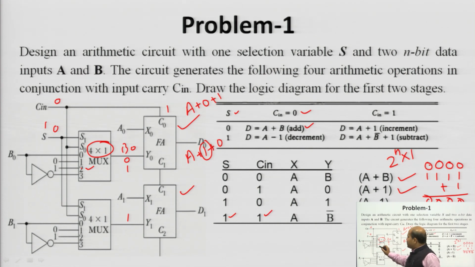So, that means pin number 3 is selected, and when you are selecting the pin number 3, this B complement value will be passed here. So, in that case the operation A minus B is performed. So, this way we can perform various combinations of arithmetical operation through this circuit.